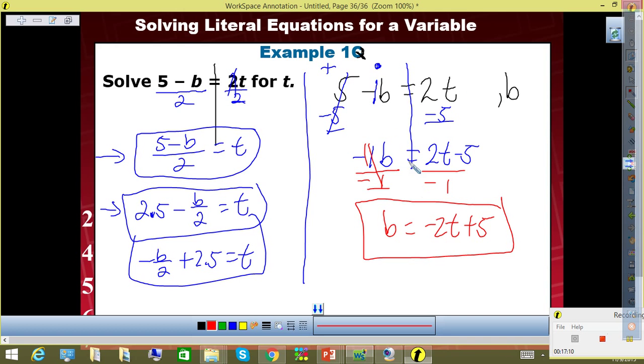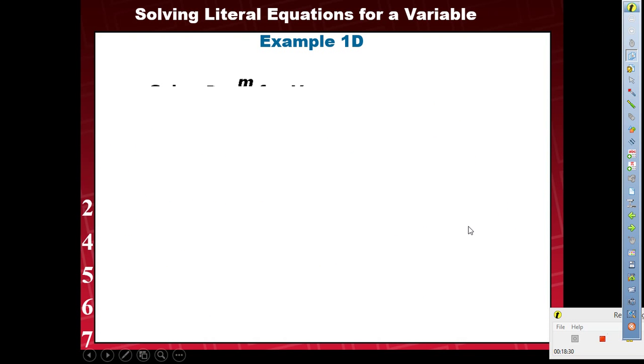All right. If you left it like this? Yeah, if it's a 1, might as well do the simplification. Let's go to number 1D. Copy this one. Solve D equals M over V.